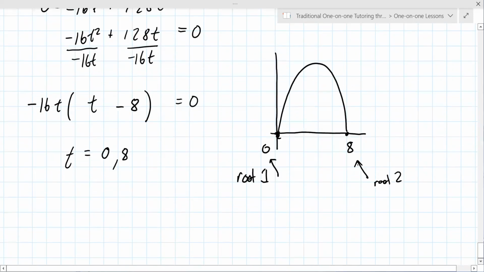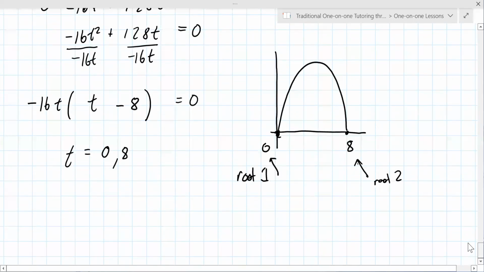Do you ever set off fireworks? Yes. Do you hold them in your hand or do you put them on the ground? You put them on the ground. Yes, you should do that, right? That's what root 1 is. Root 1 means it started on the ground, and then 8 seconds later it landed on the ground. Yes, exactly, because they're the x-intercepts.